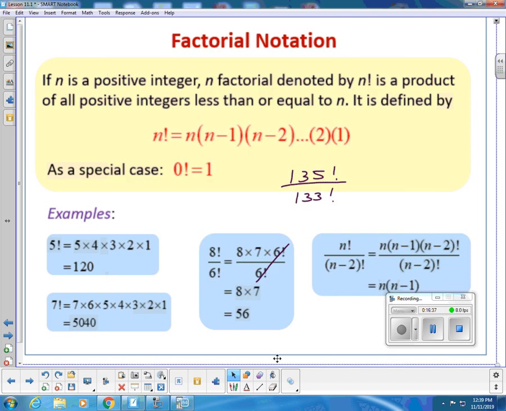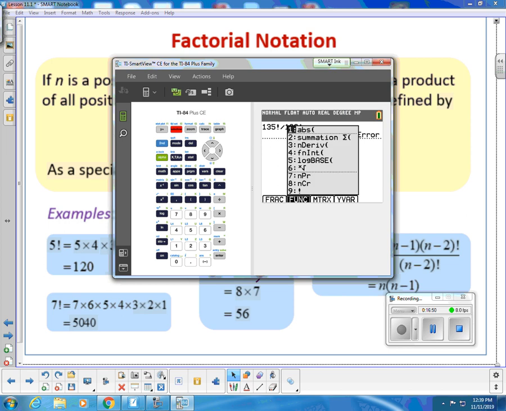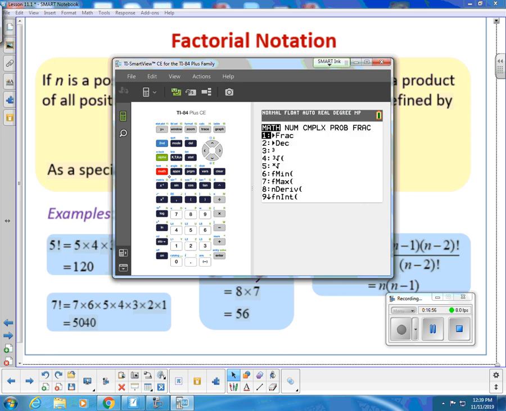So, guys, the factorial button is, like I said, there's a shortcut here. Alpha window, where all those little guys you were doing before, your log base, it's number 9. Or you can go to math and go over to probability, and it's number 4.